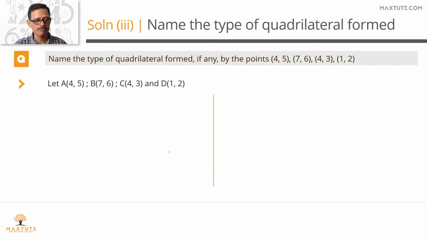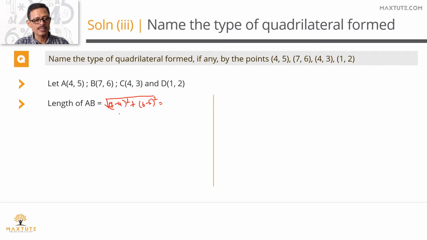Let's move on to part 3. We're going to be running through the same pattern. We'll compute AB, BC, AC, then we'll do CD, BD and then DA. Find the measure of AB. AB is equal to under root of x2 minus x1, the whole square, 7 minus 4 the whole square, plus y2 minus y1 the whole square, which is 6 minus 5 the whole square.